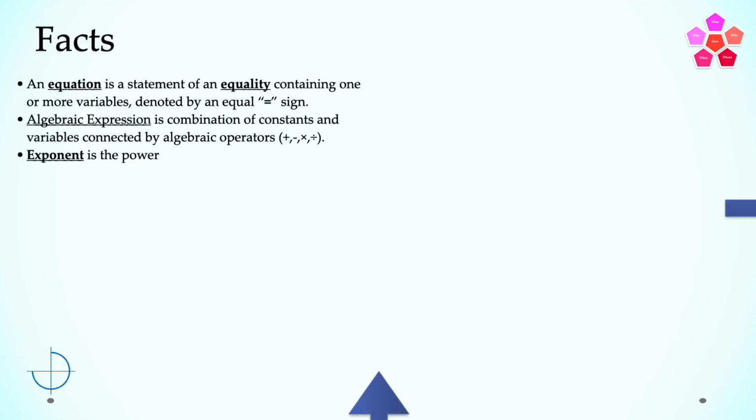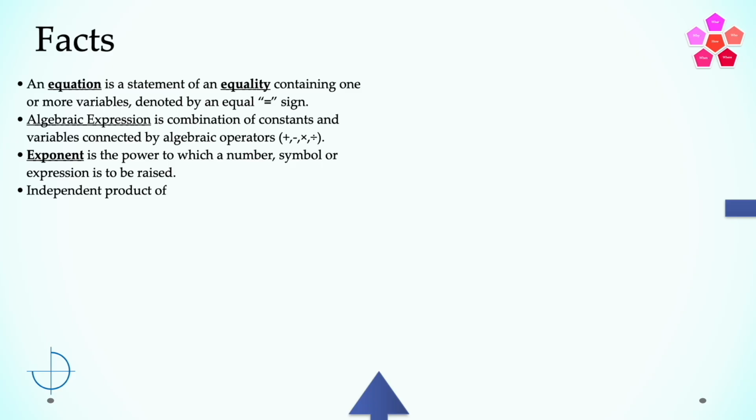Exponent is the power to which a number, symbol, or expression is to be raised. Simpler way could be the number of times the same number, symbol, or expression is multiplied by itself. The number of times is called the exponent, or often termed as raised to the power. For example, 2 raised to the power of 3 would mean 2 multiplied by 2, again multiplied by 2, that is, 2 multiplied by itself 3 times.